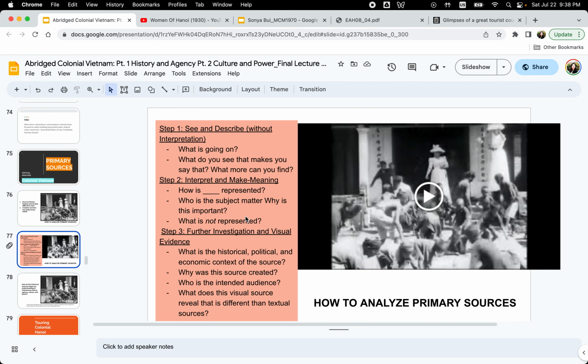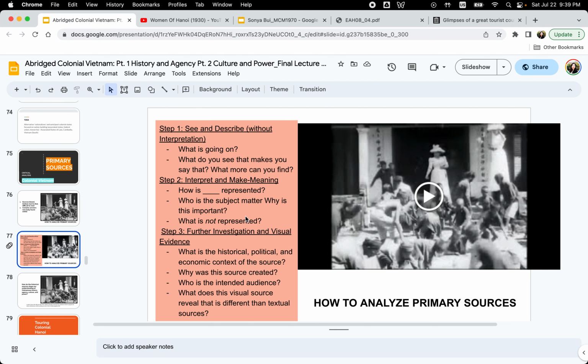The first step is really about seeing and describing, not really interpreting. What's going on? What do you see that makes you say that? And what more can you find? The second step is more about interpreting and making meaning. How is blank represented? So in this case, how are women represented? How are children represented? How is the house represented? Who is the subject matter and why is that important? What is not represented in this still, and then I'll play the video in a second.